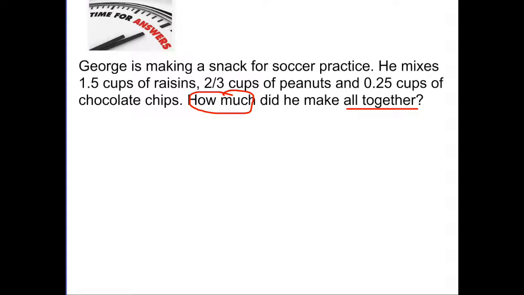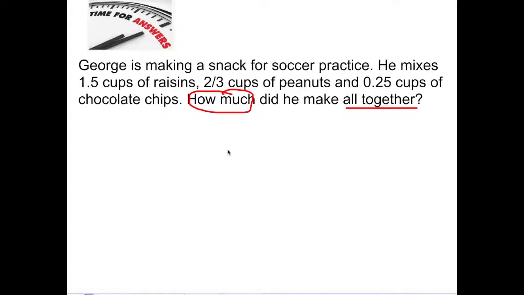Time is up. Let's take a look at the answer. George is making a snack for soccer practice. He mixes 1.5 cups of raisins, 2/3 cups of peanuts, and 0.25 cups of chocolate chips. How much did he make altogether?